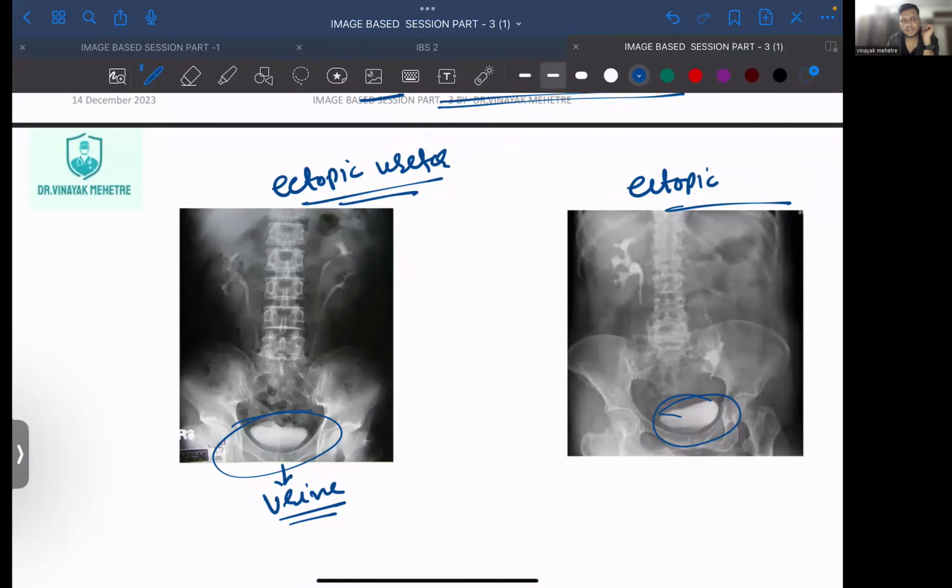Calyces भी अपनी जगह से दूसरी जगह पर है. Take a look over. These are calyces, right? So it is not ectopic ureter. Actually, it is ectopic kidney. Kidney is not present at the normal anatomical site. Okay, kidney is not present at the normal anatomical site.